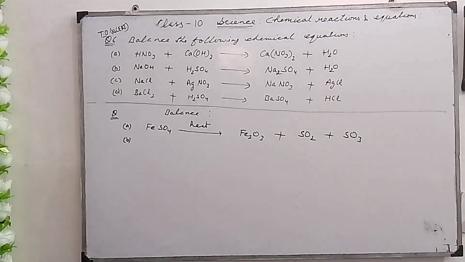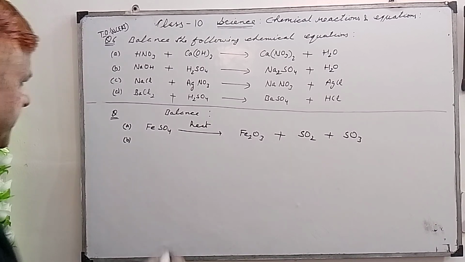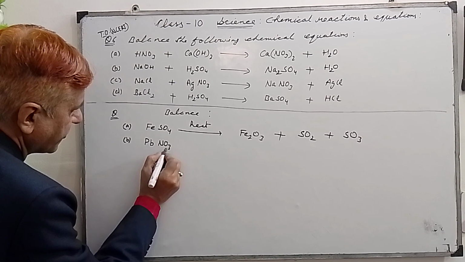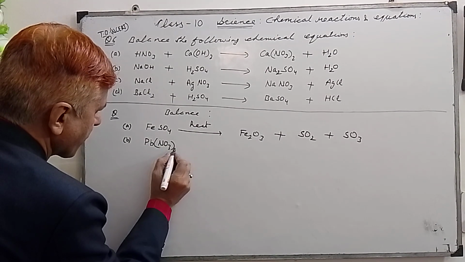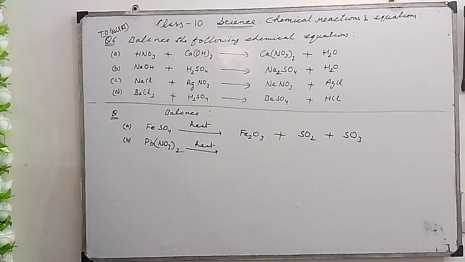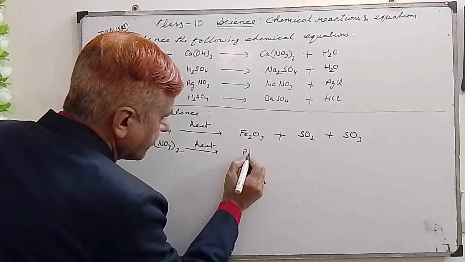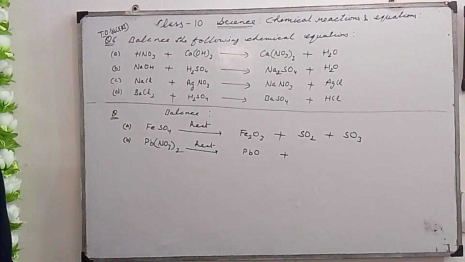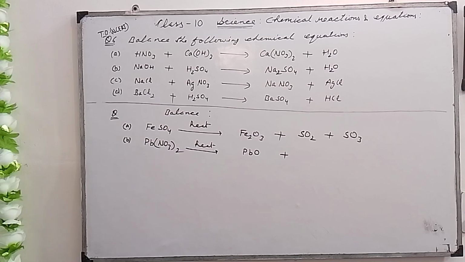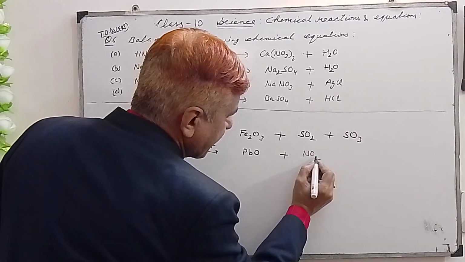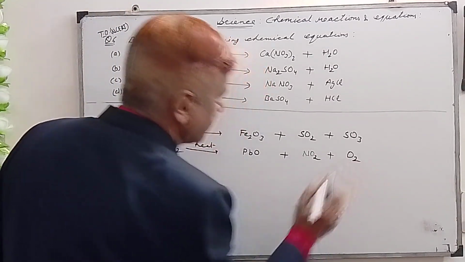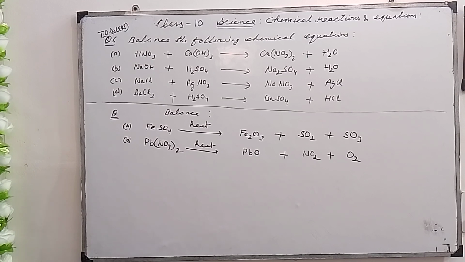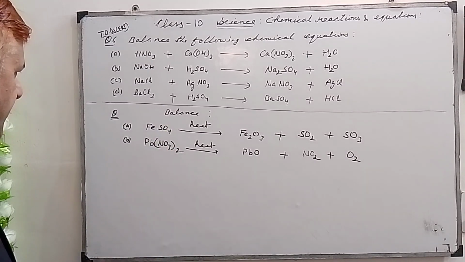B part is Pb(NO3) twice. On heat, it decomposes into lead oxide plus NO2 plus O2. So these are the two equations. This is question number 1.